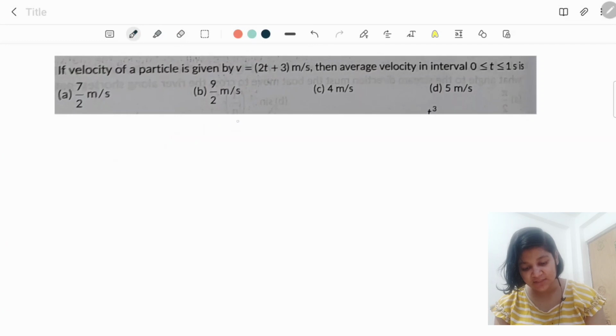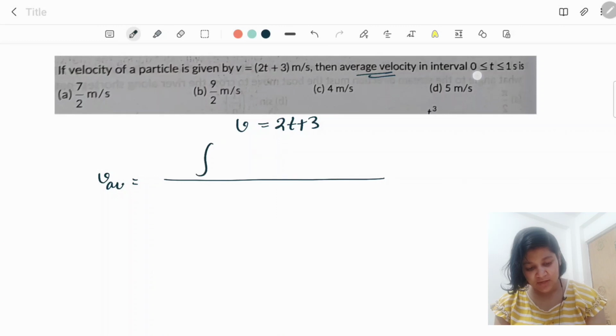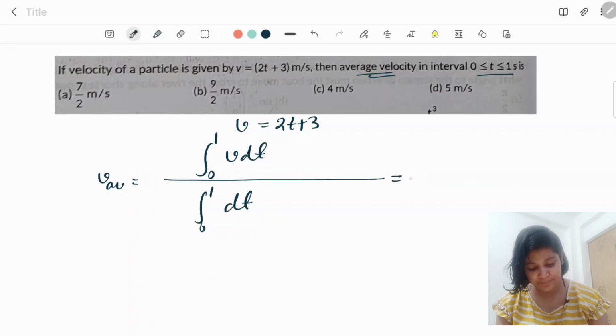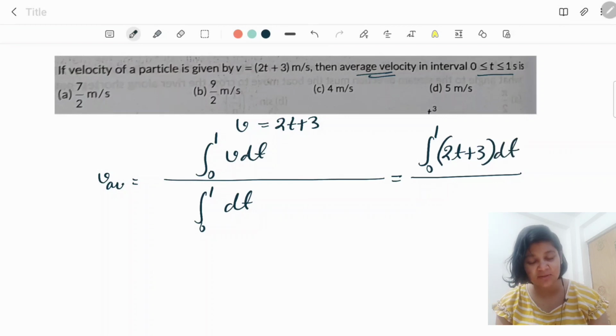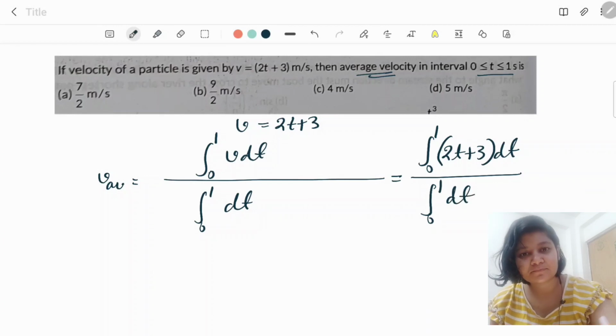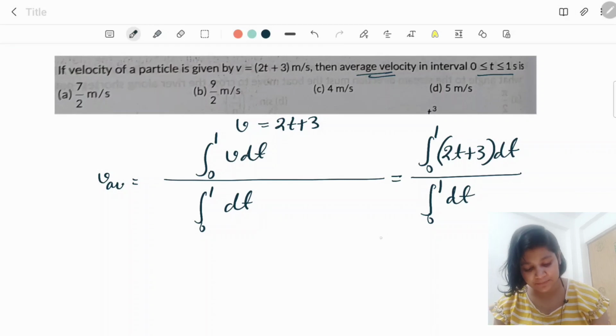So here they want to find out the average of the velocity. Velocity is given by 2t plus 3. So what will be the average of velocity? We have to take the sum over the time interval from 0 to 1 and we are also dividing it by the total time. So it becomes the integral from 0 to 1 of 2t plus 3 dt. In mathematics we learn about integrations and derivatives, so do not worry.